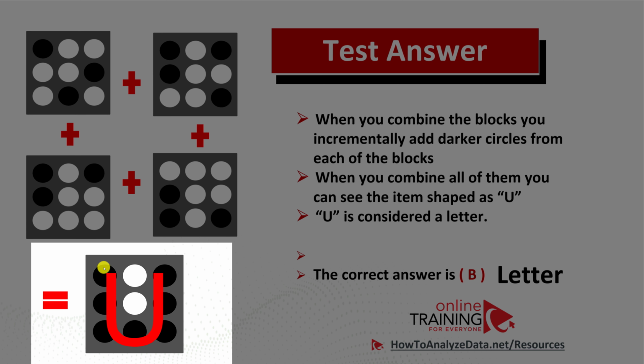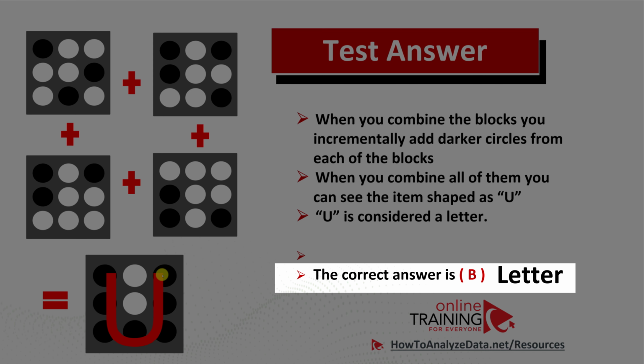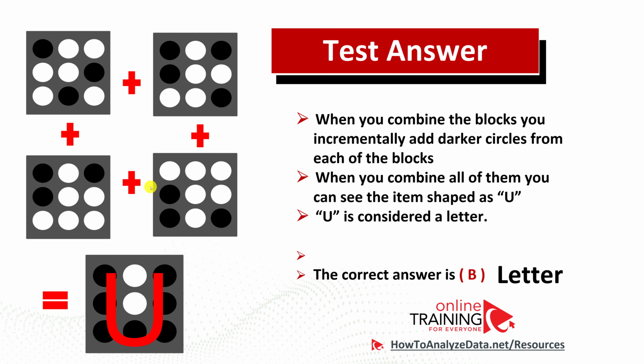And the final image here in the sequence represents all darker circles added in one image. And as you can see, the shape of the darker circles represents the letter U. So the correct answer here is choice B, letter. Hopefully you've nailed this question and now know how to answer these types of questions on the test.